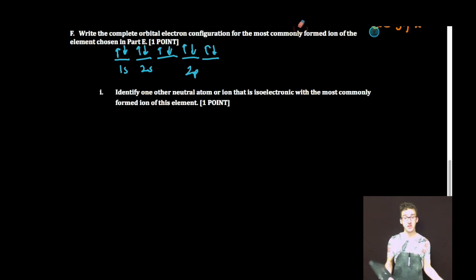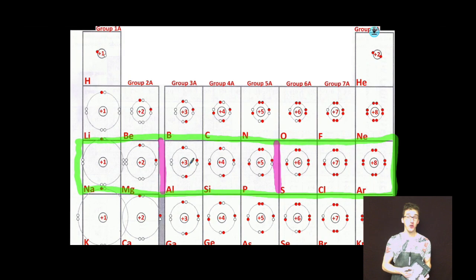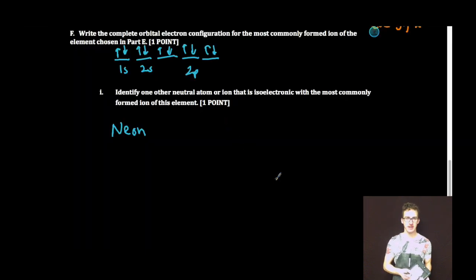We've completely lost the third main energy level. Subpart I. Identify one other neutral atom or ion that is isoelectronic with the most commonly formed ion of this element. All right, as you take a look at the configuration here, we've got a completely filled first and second main energy level. We've accomplished a noble gas configuration. The noble gas that's going to form when aluminum loses its 3 valence electrons: neon. Boom! And we are done.